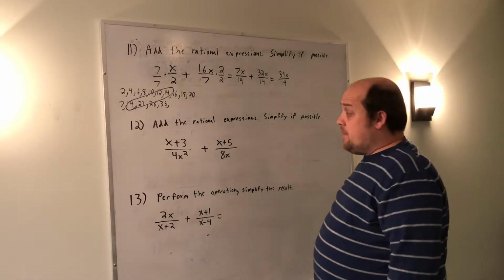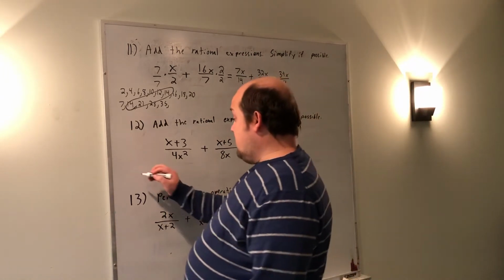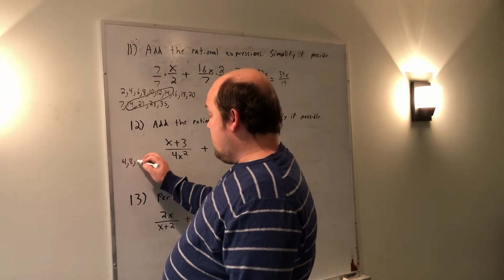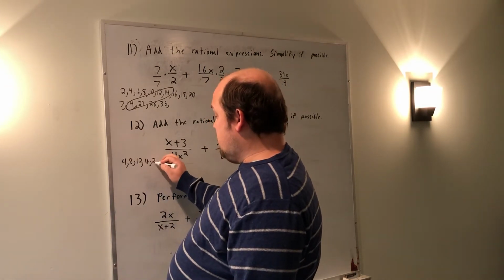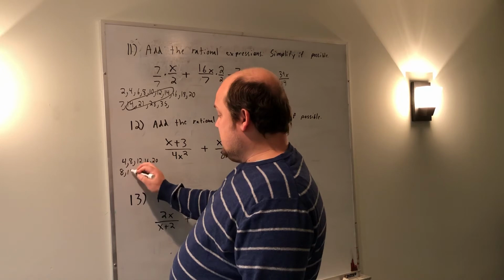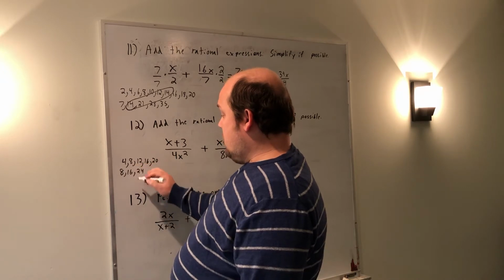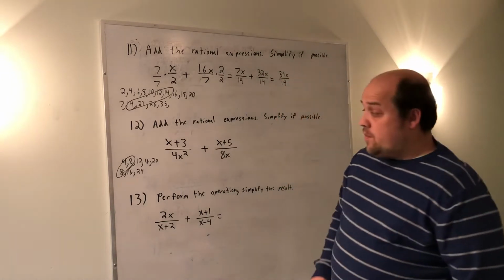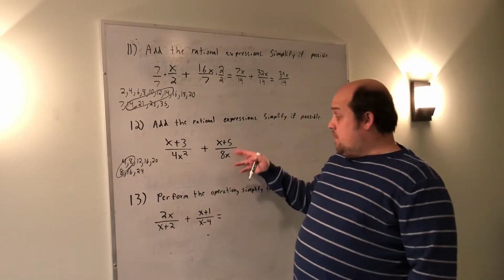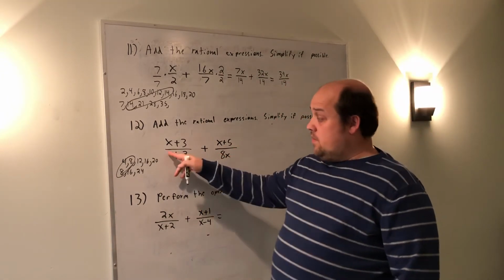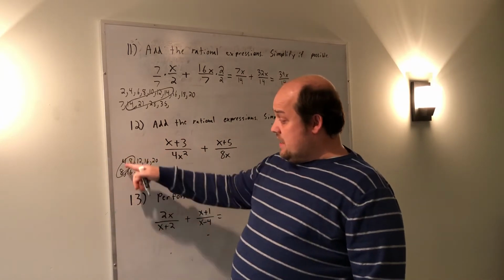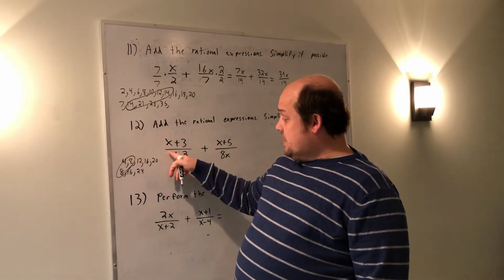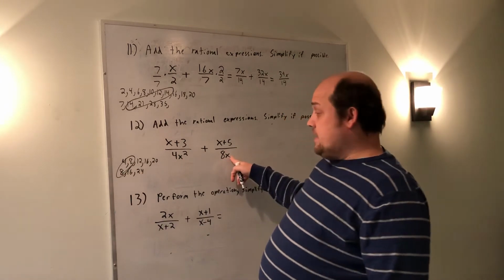Here, for problem 12, I'm going to start with the numbers. So multiples of 4: 4, 8, 12, 16, 20. Multiples of 8: 8, 16, 24. Here's the first one that fits. So really just from a number standpoint, I'm going to be multiplying this by 1. I'm going to be multiplying this by 2, because again, it was the second multiple for this. It was the first multiple for this.